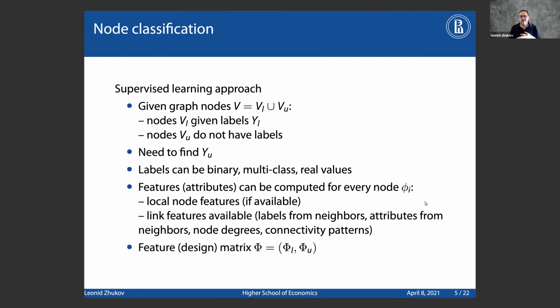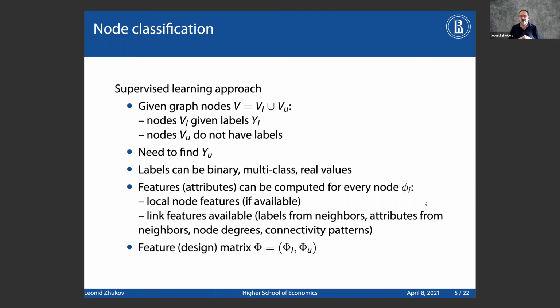So the general problem setup is that we have a graph of nodes, and some nodes are labeled and some unlabeled, right? So all nodes split into two groups, labeled and unlabeled. And the labeled nodes have labels, and those labels can be either categorical or numerical. And there are some nodes that are not labeled. And the task is to find those unlabeled. So it's V sub L and V sub U.